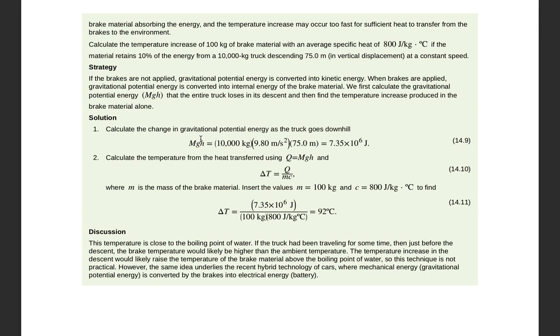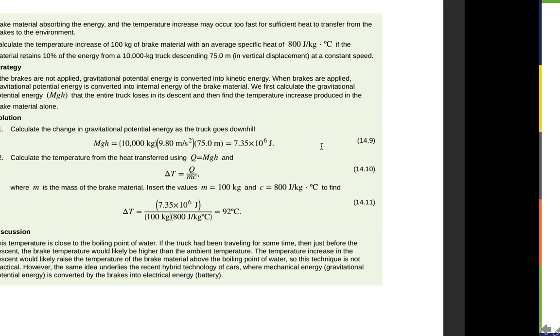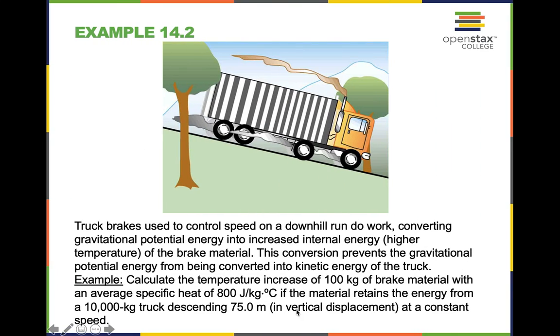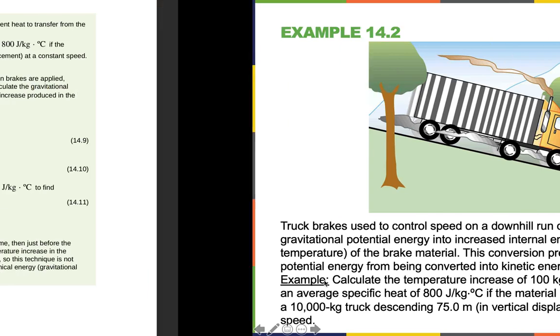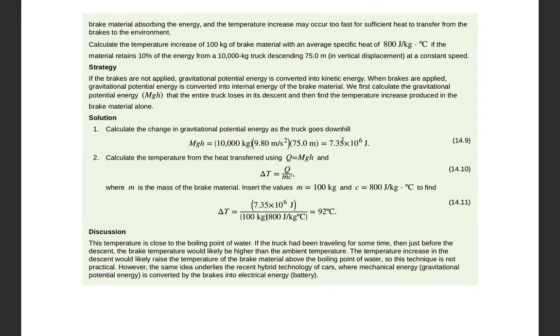So here we use mgh of the total truck, so that's 10,000 kilograms times 9.8, which is g, times your height. Remember, they mentioned in the problem, this is all vertical displacement, so we don't have to have any components here. So that gives us 7.35 times 10 to the 6 joules.